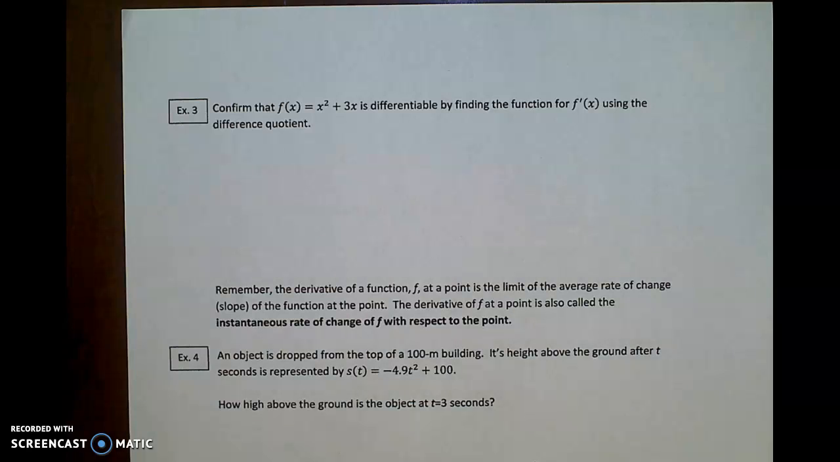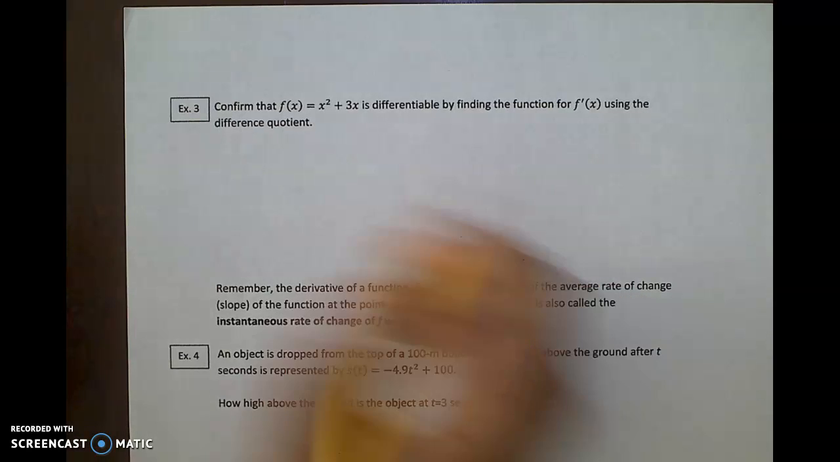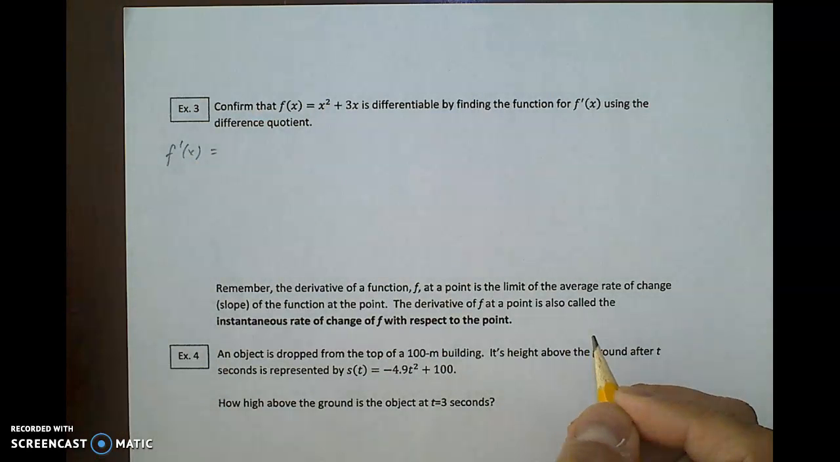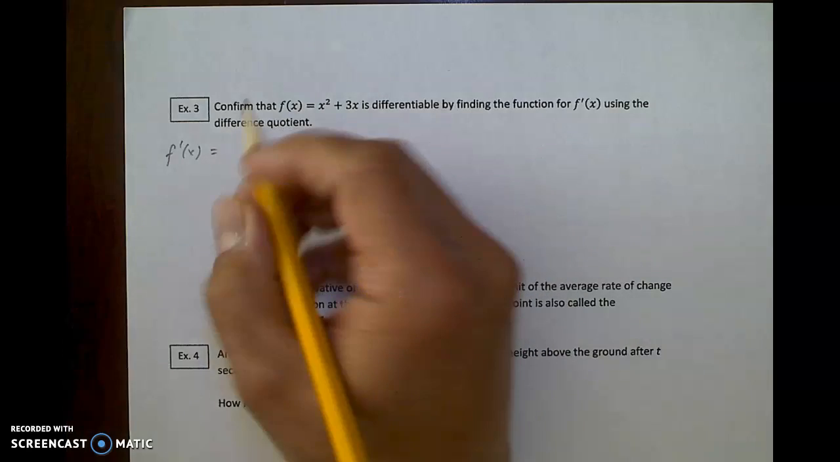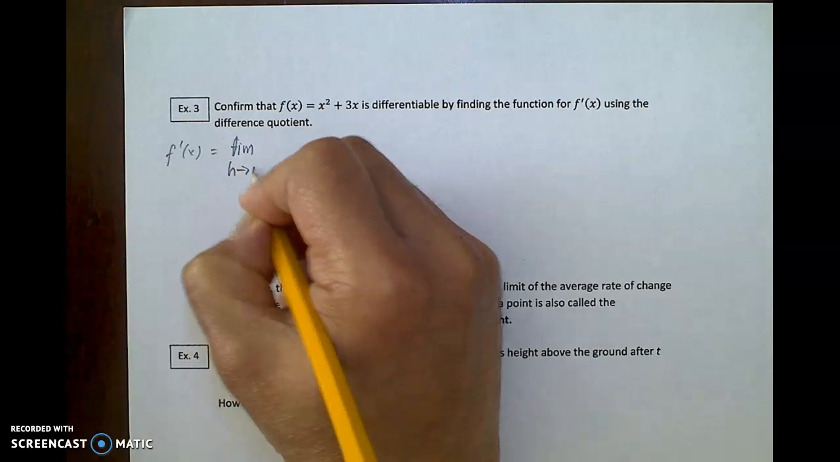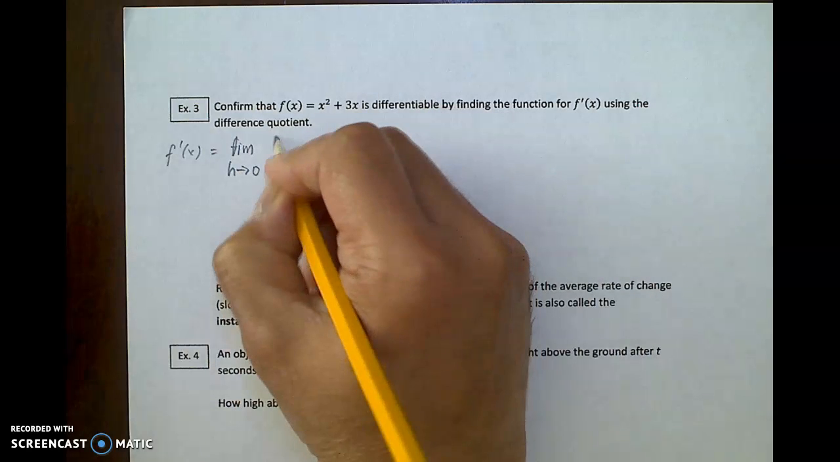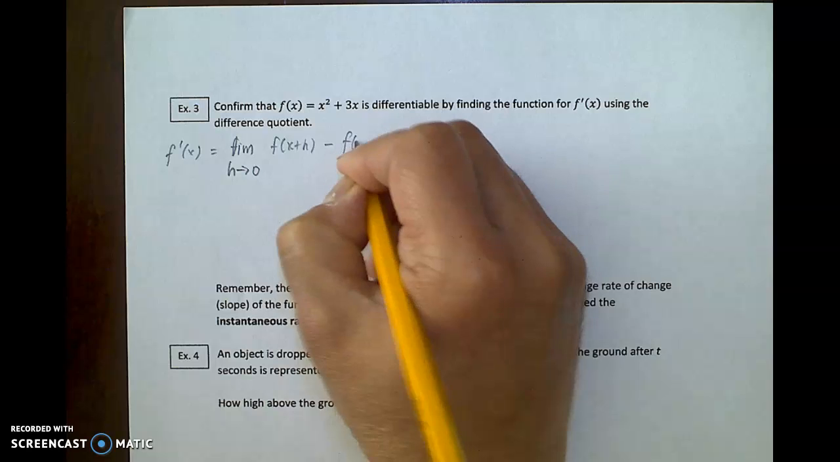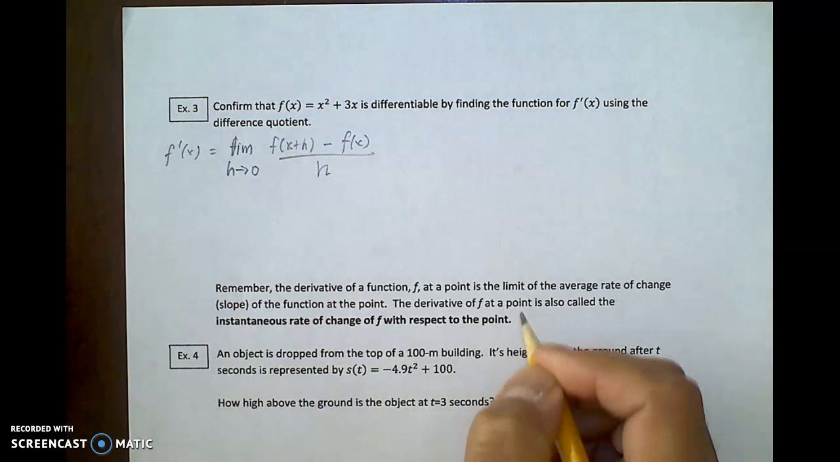Alright, so for example number 3, we are going to confirm that the function is differentiable by finding the function f prime of x using the difference quotient. Using the difference quotient, we're looking for the derivative of the function. So again, it's going to be the limit as h approaches 0 of f of x plus h minus f of x all over h.